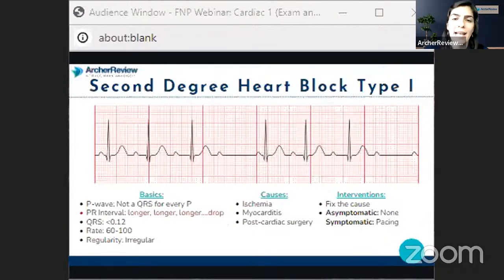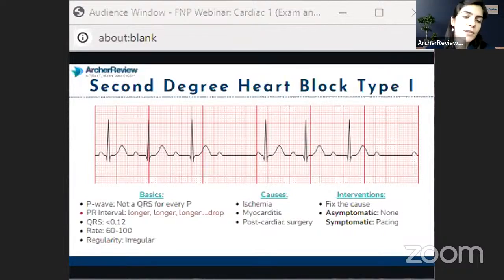Second-degree heart block type 1, also known as Mobitz 1, also known as Wenckebach, so it goes by a lot of names. There's a little poem I'm going to give you at the end of this presentation, and I'm going to refer to this as Wenckebach. So second-degree heart block type 1, or Wenckebach.